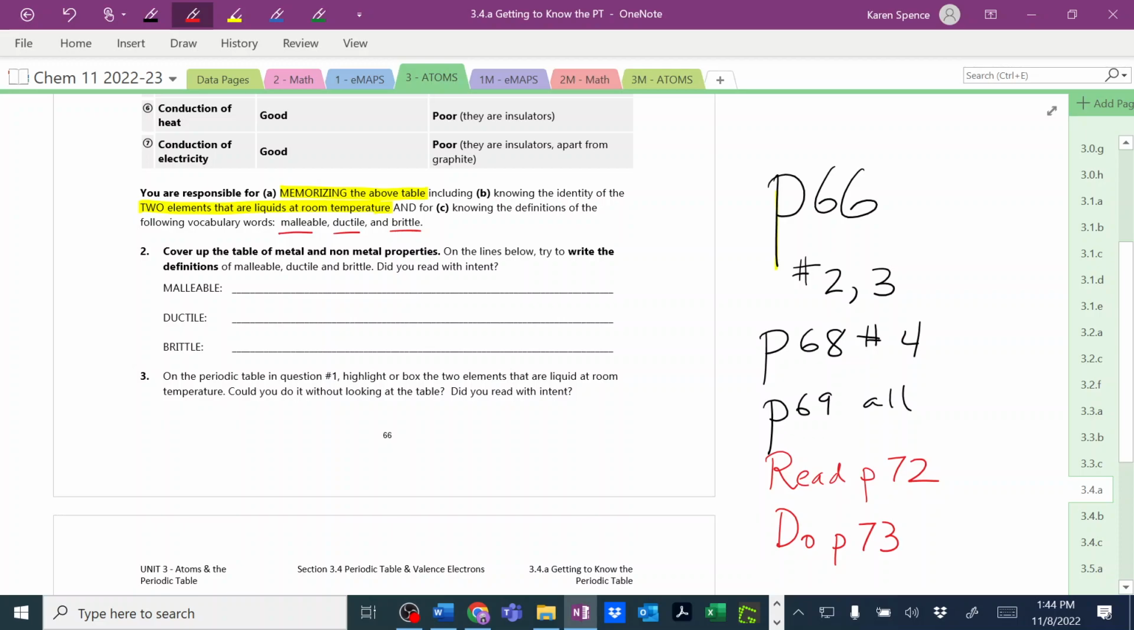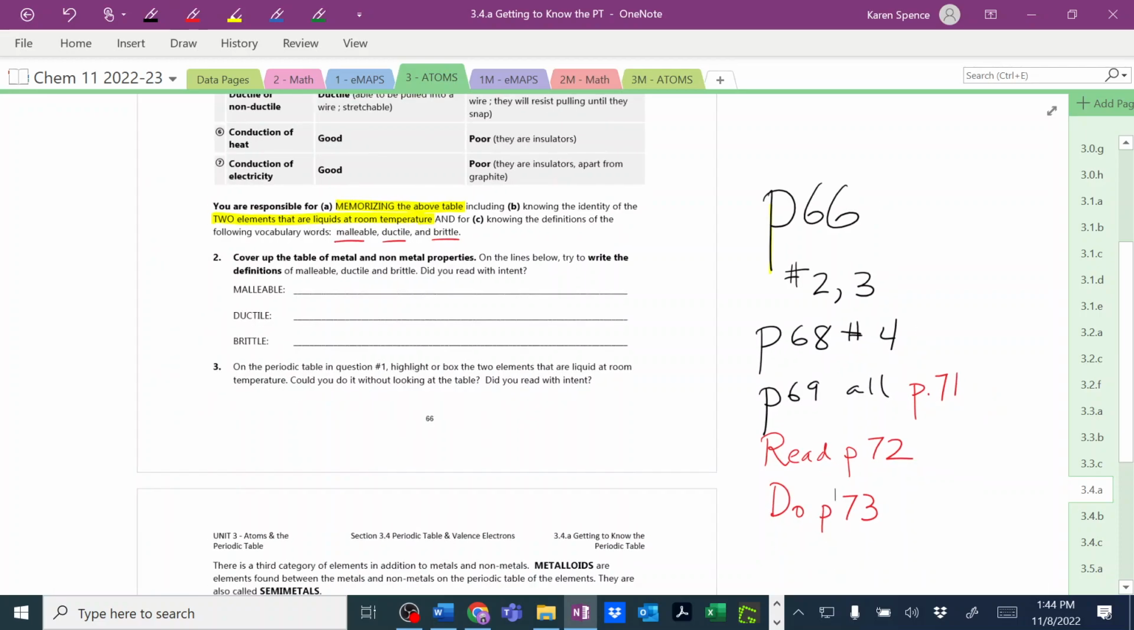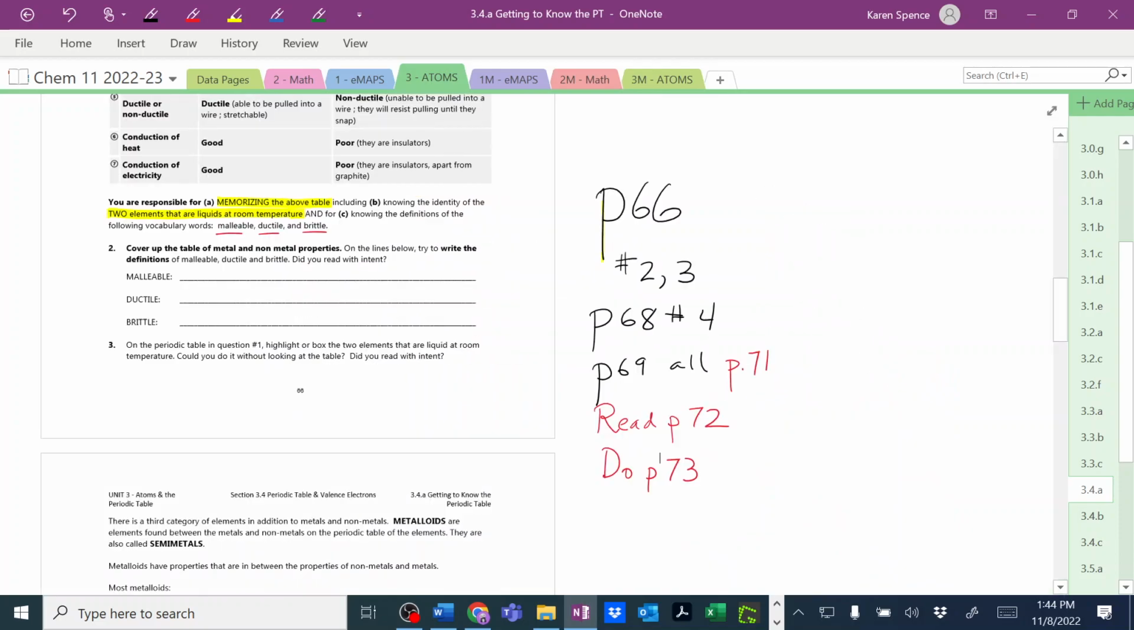So your homework, finish off what you were working on earlier, read page 72 and do page 73. I'll put that up on Teams. Okay? Yes, definitely. It'll be up on Teams.